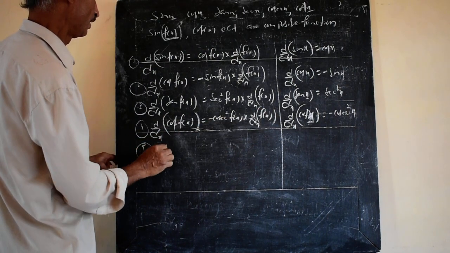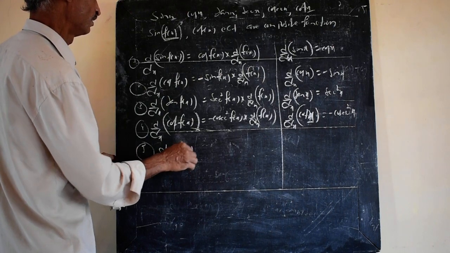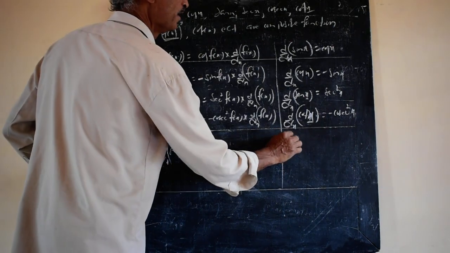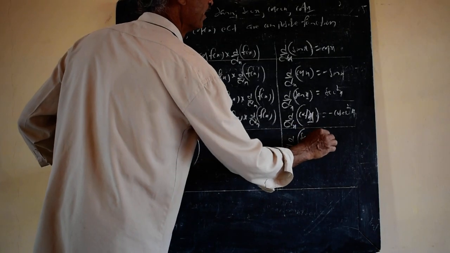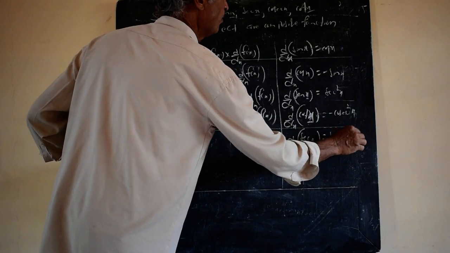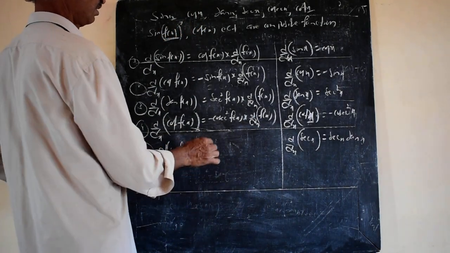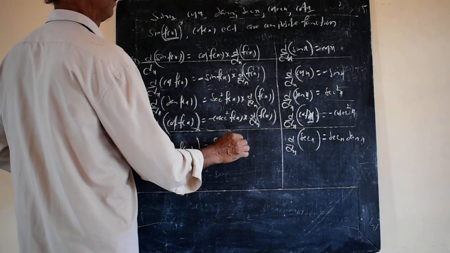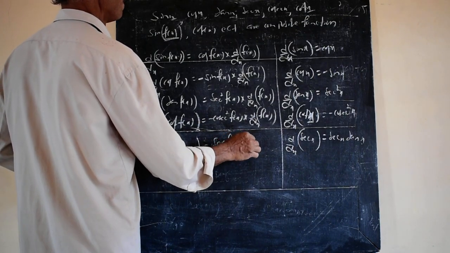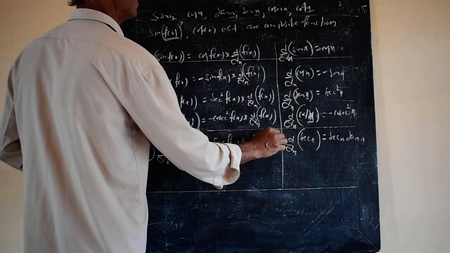Next one, d by dx of sec x. Sorry, sec f of x. But d by dx of sec x is what? Sec x into tan x. Therefore, d by dx of sec f of x is sec f of x into tan f of x into d by dx of f of x.